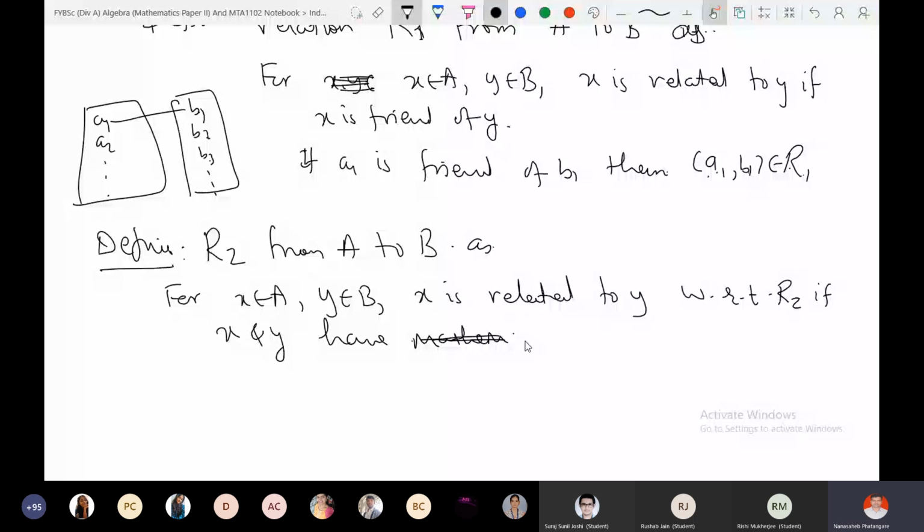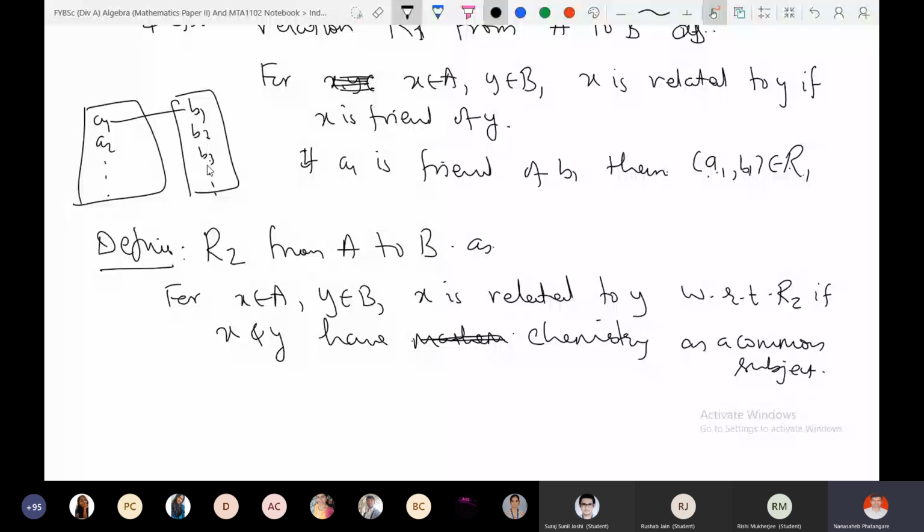So what is not a common subject? For example, chemistry, or genealogy. When I relate two students, suppose I select one student from A division and another student from B division, they are related if both have chemistry as a common subject. If they do not have chemistry as a common subject, they are not related.